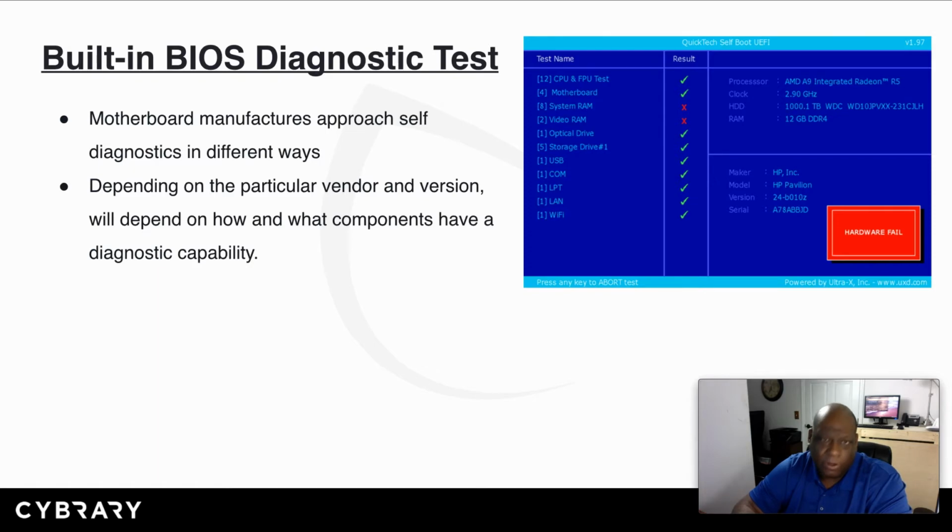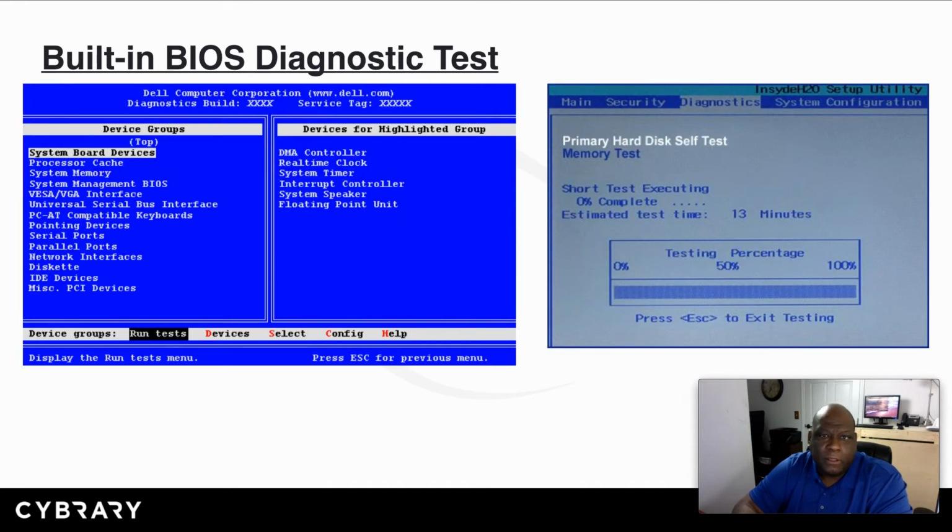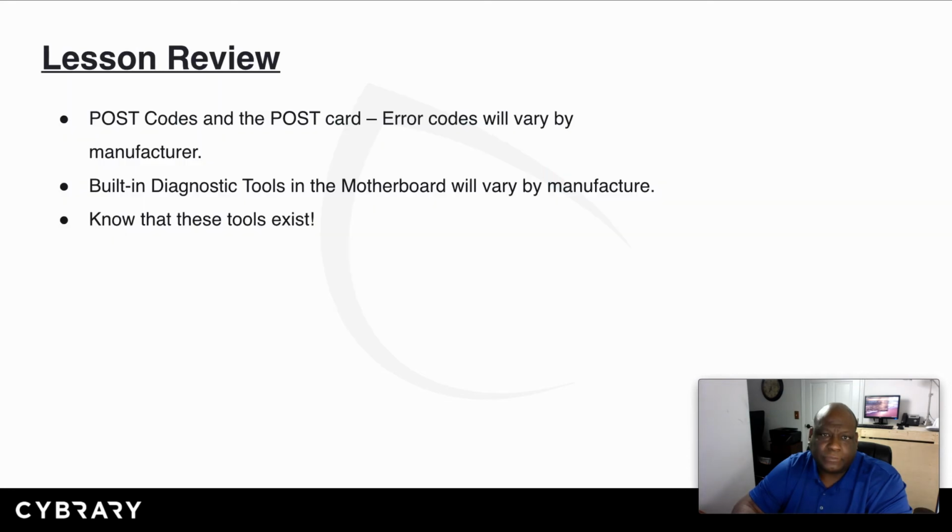So let's look at a couple more examples. In the screenshot on the right, you can see that this particular vendor has a full diagnostics menu that you can run tests against different hardware components. Whereas on the left, this diagnostics is just a couple, depending on the hard drive and the memory test that you can run. So again, just wanted to give you an example that this would vary depending on the manufacturer. So know the manufacturer of the motherboard that you're going into so you can troubleshoot it.